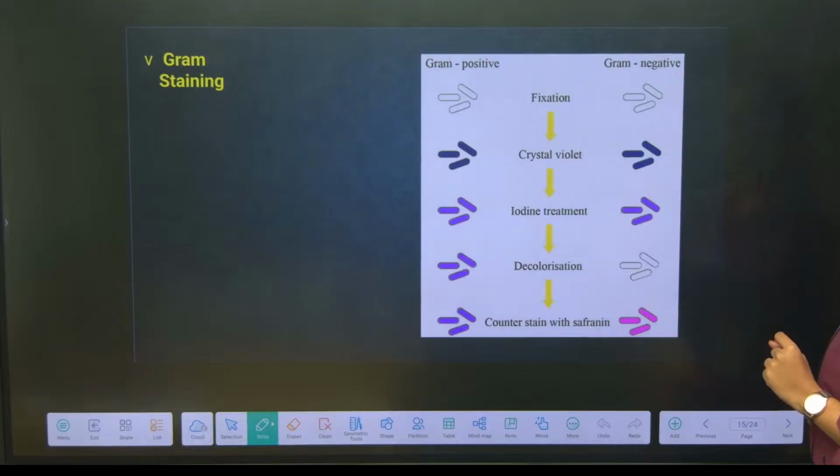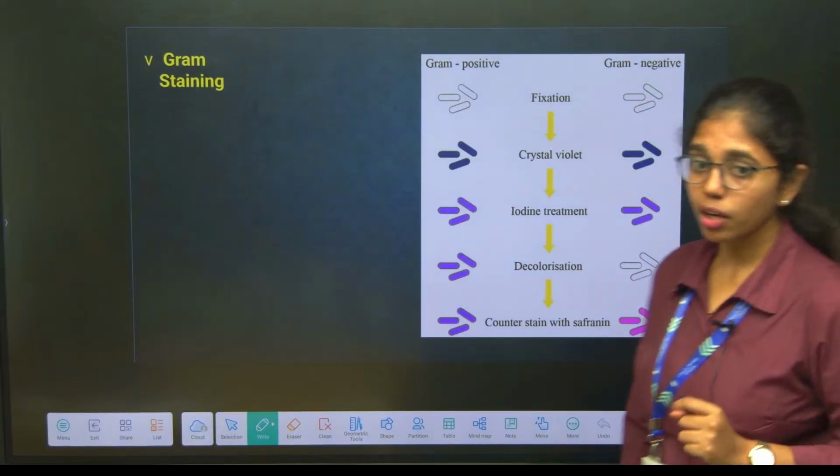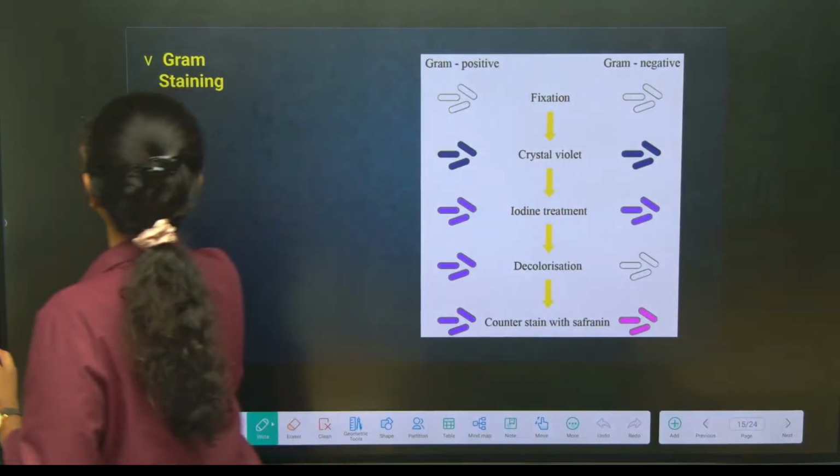Gram staining technique, which was developed by Christian Gram.